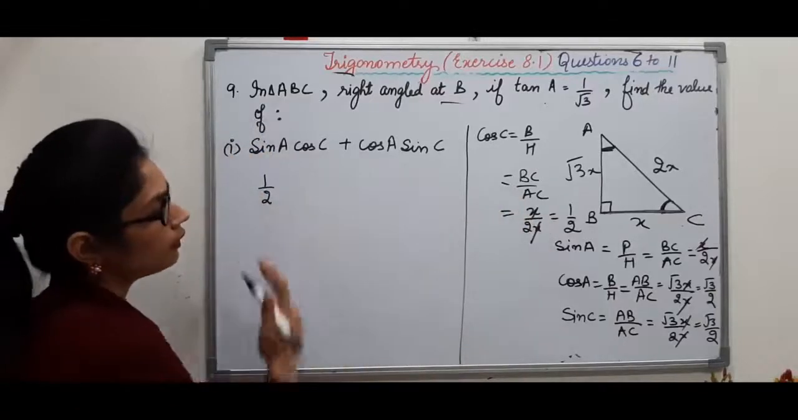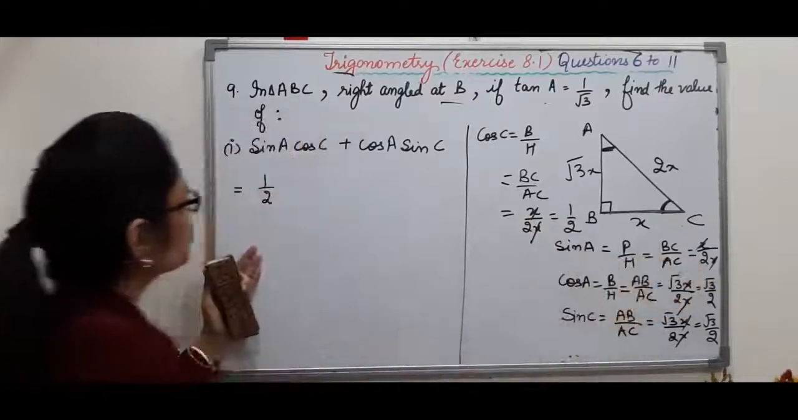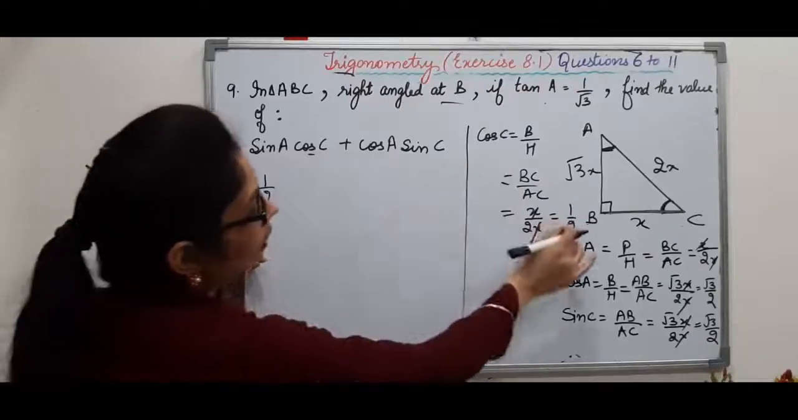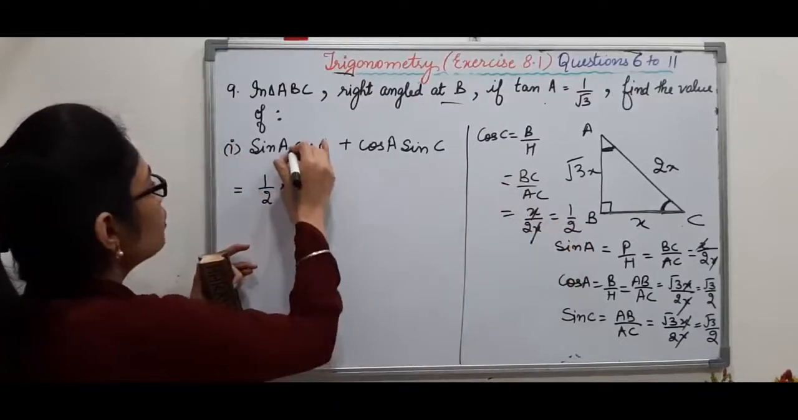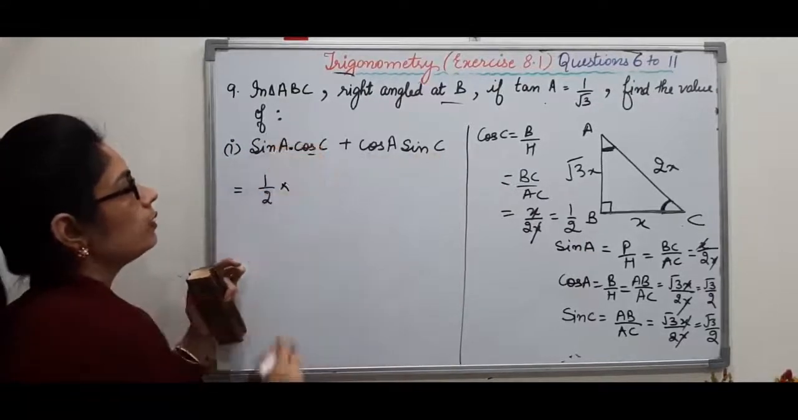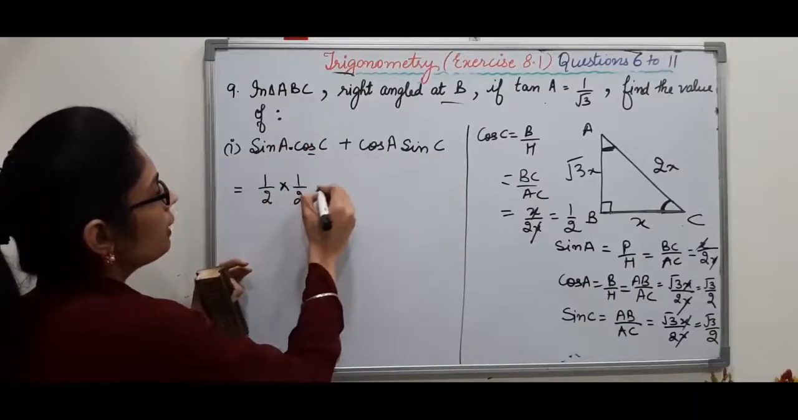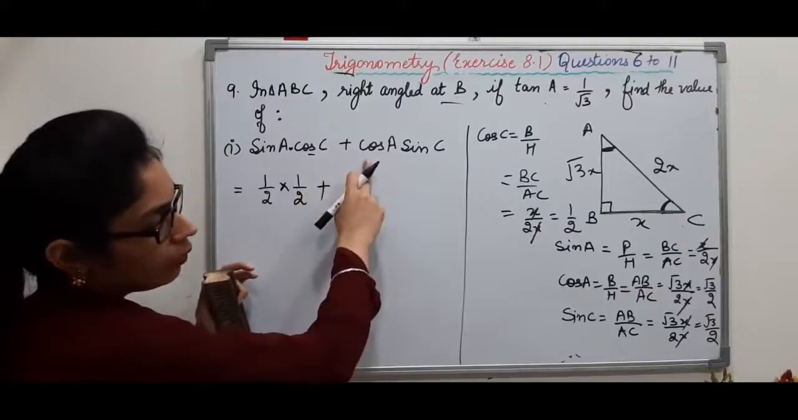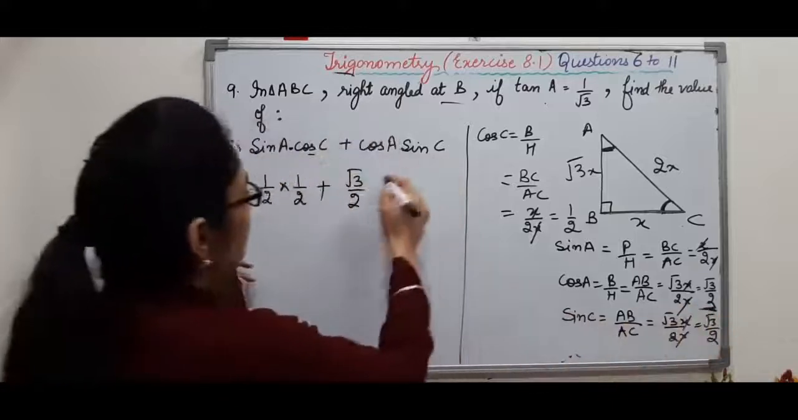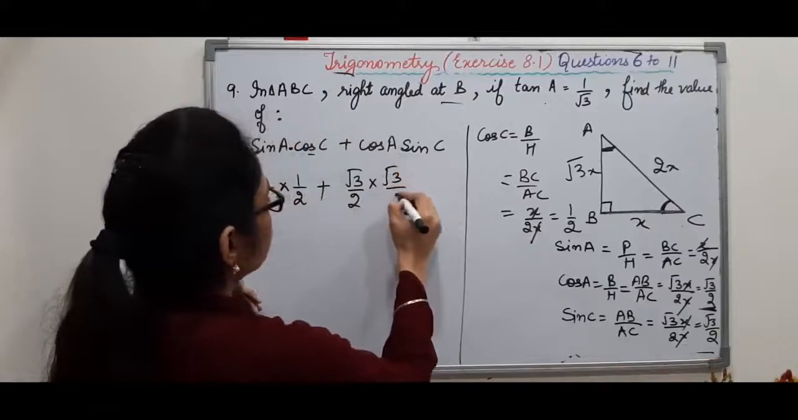Now let's substitute here. Sine A I have already written. Sine A is 1 by 2. So this is everything you have to do. Now cos C. Cos C again is 1 by 2. Whenever two trigonometric ratios are written in this way, it means they are getting multiplied. So we'll write a sign of multiplication here. Cos C is also 1 by 2 plus cos A now. Cos A is equal to root 3 by 2, see here, and sin C. Sin C is also root 3 by 2.